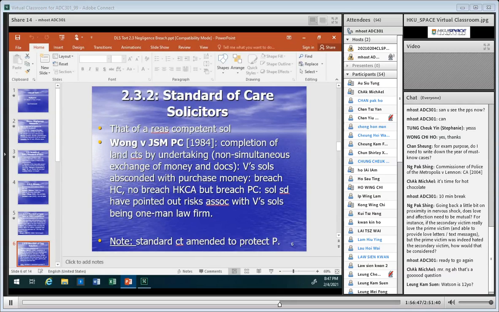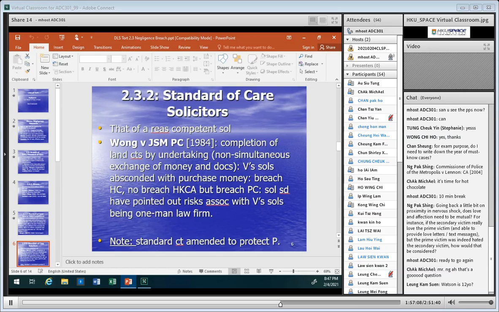Okay, and so what happened in JSM, the vendor solicitors did withdraw the money and absconded with it. So who's unhappy with this? Well, the purchaser. Which means the purchaser had to pay the balance of the purchase price again. So he sued the young lady for negligence.